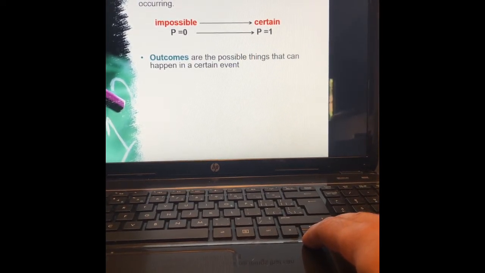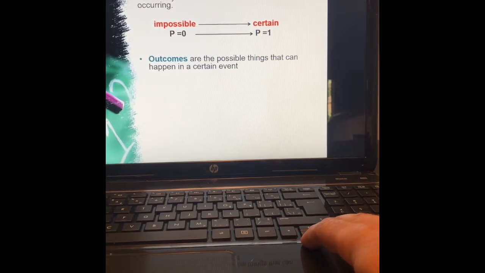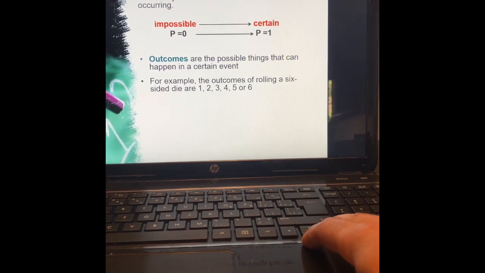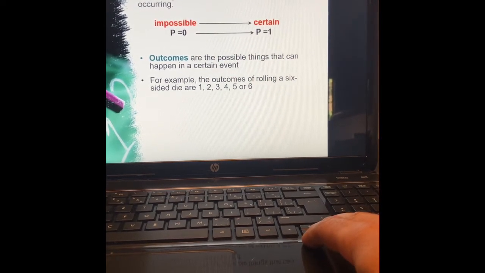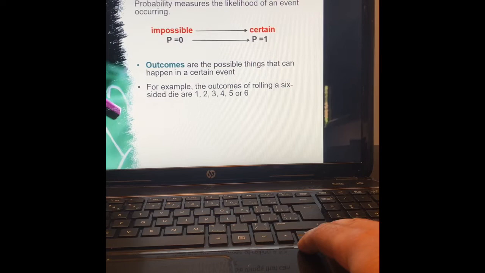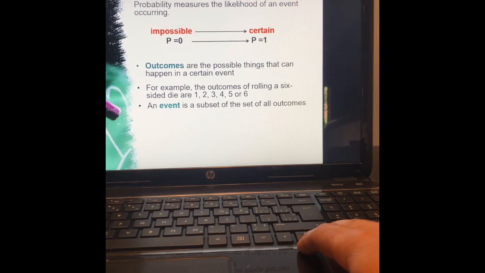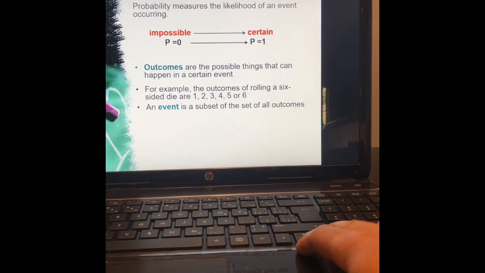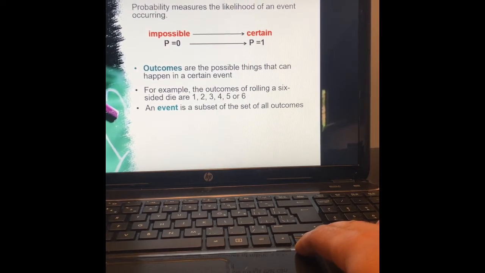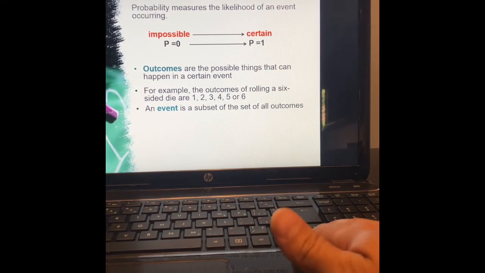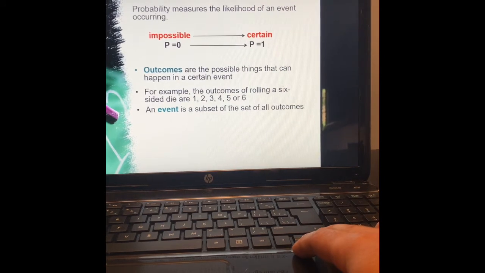A review of what we saw before. There's outcomes, possible things that can happen. So possible outcomes of rolling a 6-sided die are 1, 2, 3, 4, 5, or 6. So that's within our sample space, there are a certain number of outcomes. The event that you're looking for is a subset of all the possible outcomes. So say you're looking to roll a 6. That is the event you want, which is 1 out of 6 possible events.